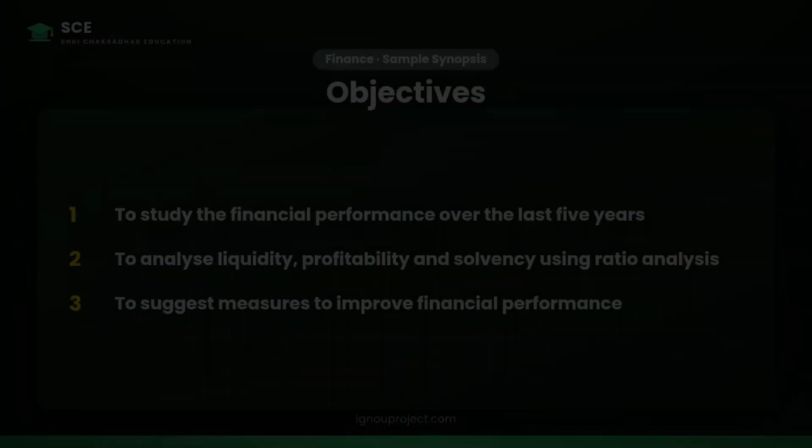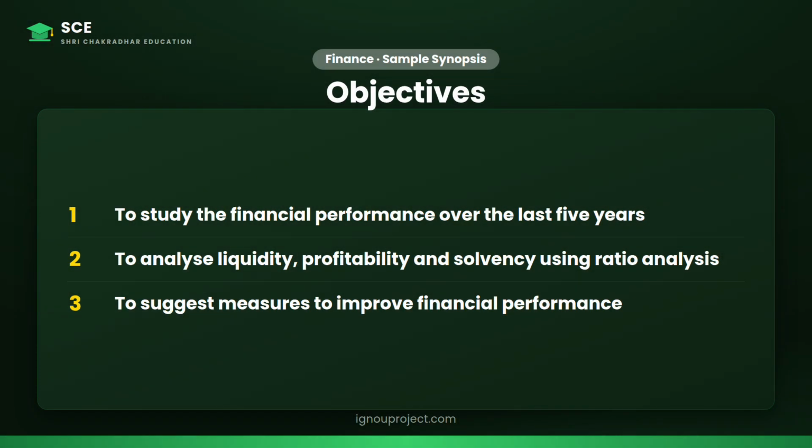Next, the objectives. Three, clear and measurable. 1. To study the financial performance of the selected company over the last 5 years. 2. To analyze its liquidity, profitability and solvency using ratio analysis. And 3. To suggest measures to improve the company's financial performance.